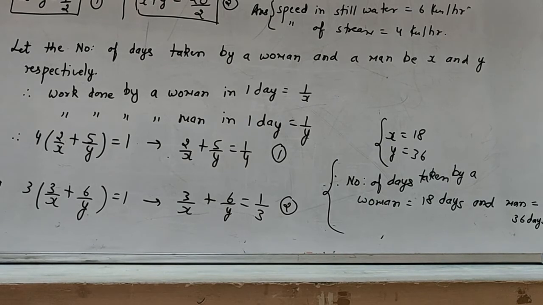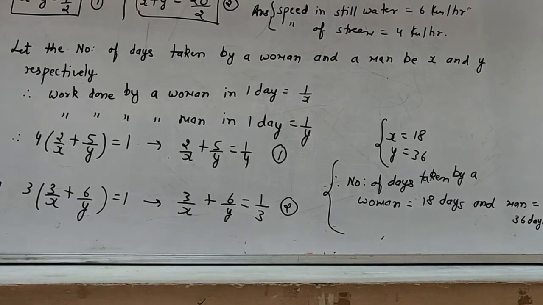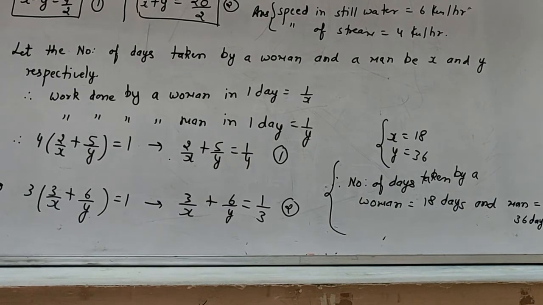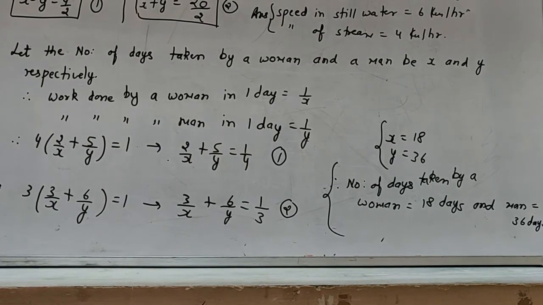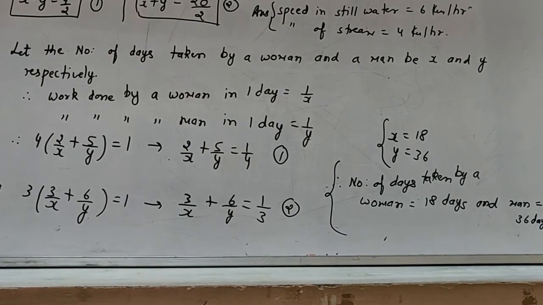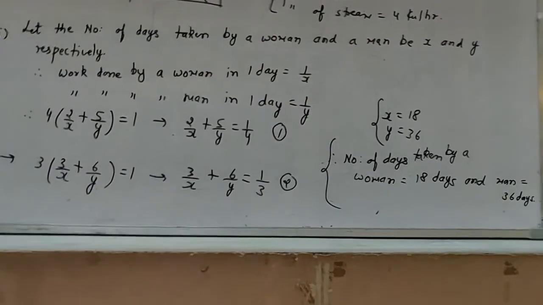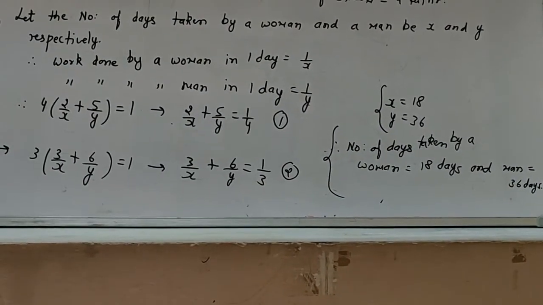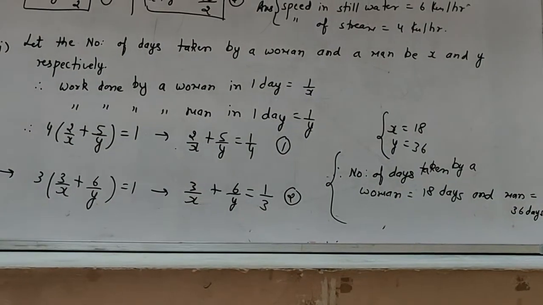So write the answer in a complete statement form. The number of days taken by a woman is 18 days and by a man is 36 days. Please do remember this thing: whenever you get this type of question of men, women and time, you have to use the inverse reciprocal. Okay, do take care of this thing.